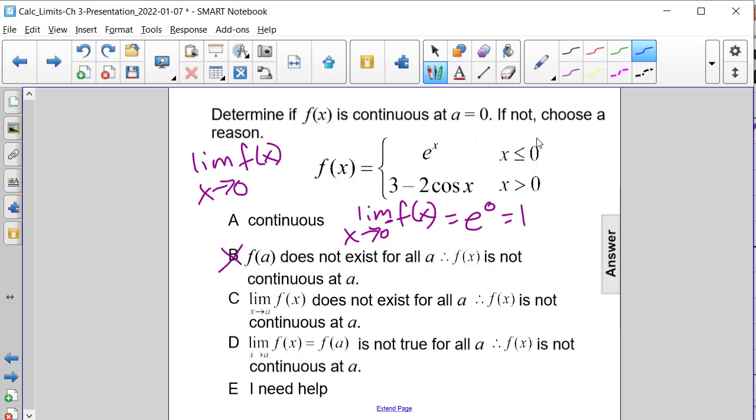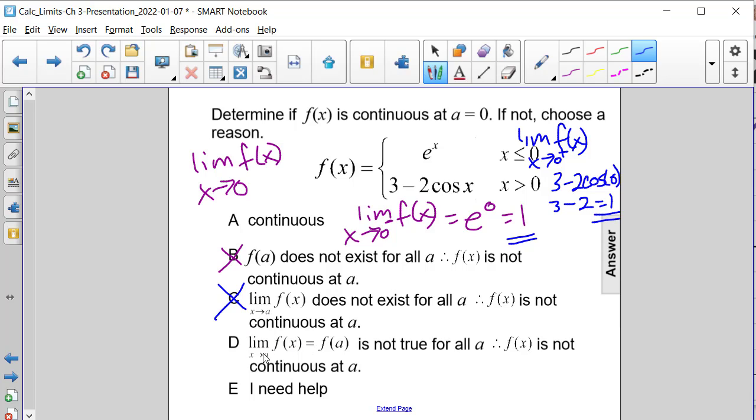And then if we do the limit of f of x as x approaches 0 from the right, that would be equal to 3 minus 2 times the cosine of 0. Well, cosine of 0 is 1, so we would have 3 minus 2, which is also 1. Notice both of these limits do equal 1. So therefore, the limit of f of x as x approaches a, especially when a is 0, does exist. So the answer choice C here is not the answer choice.